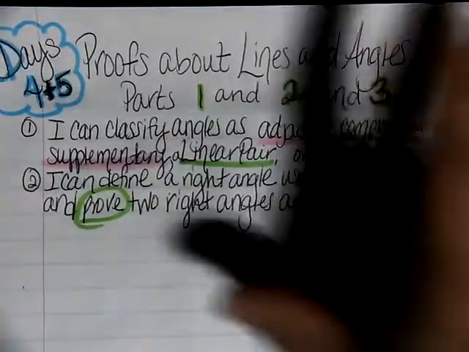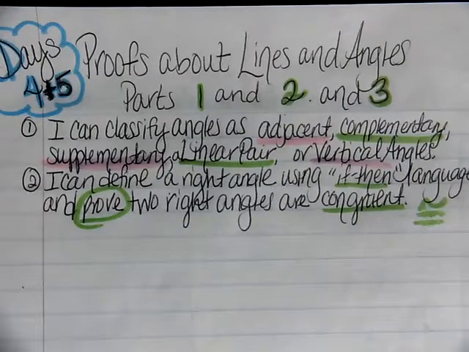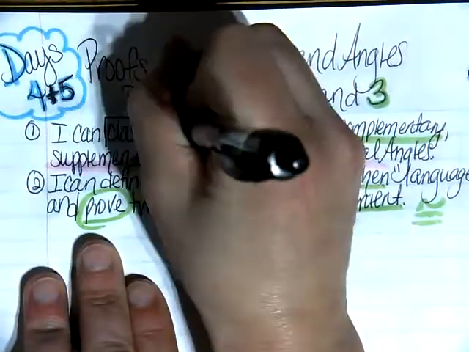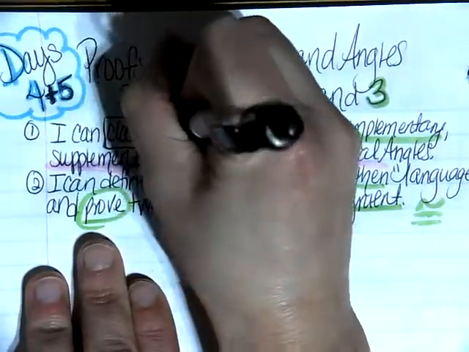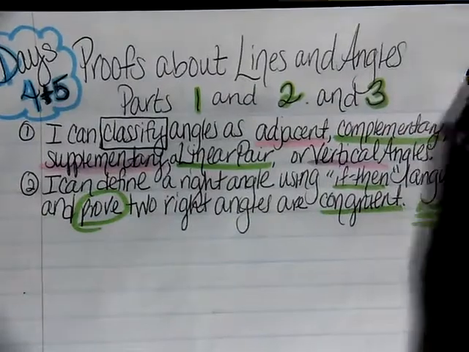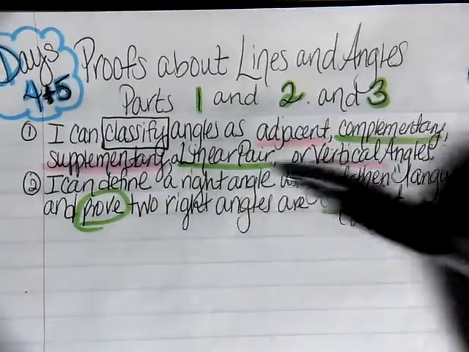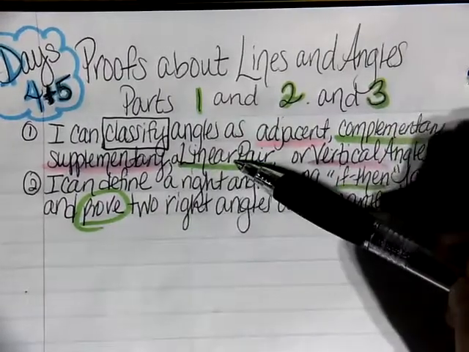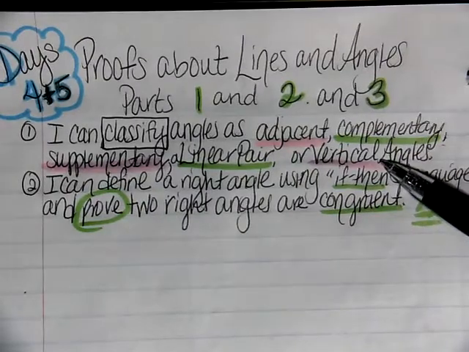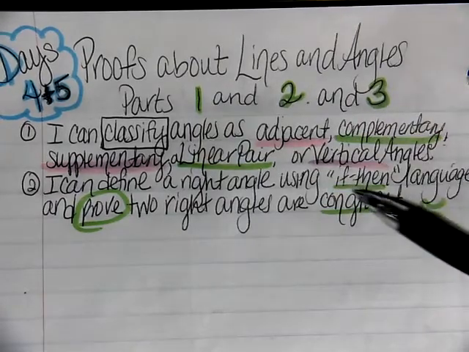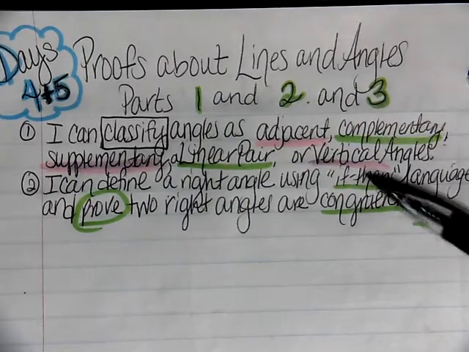So, our I can statement collectively between all three of these parts is I can classify, which the word classify means to put into a category. I can classify or categorize angles as adjacent, complementary, supplementary, linear pair, which hopefully the word linear is very familiar to you, or vertical angles. This one you have to be really careful because some of our vertical angles might not be vertical, so be very careful with those.